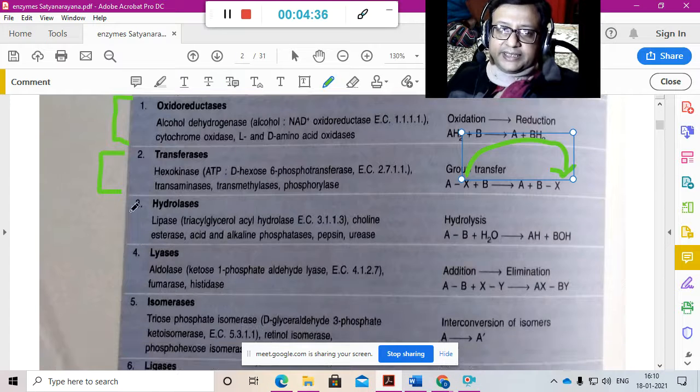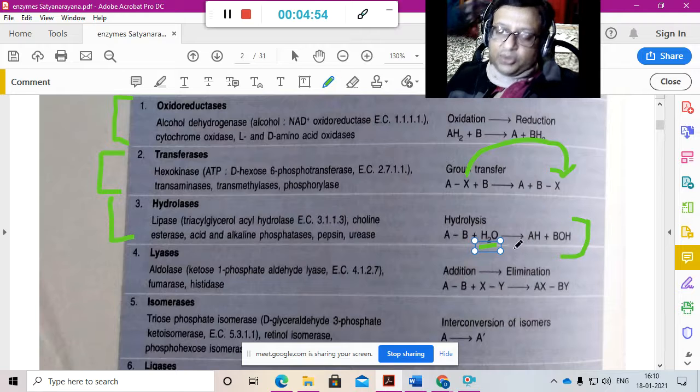The next is hydrolases. Examples of hydrolases are lipase. They utilize a molecule of water and they break the water. So AB plus H2O, it becomes AH and this OH. So AB is broken into AH plus BOH. So hydrolysis. Example: lipase, alkaline phosphatase. These are all hydrolases.